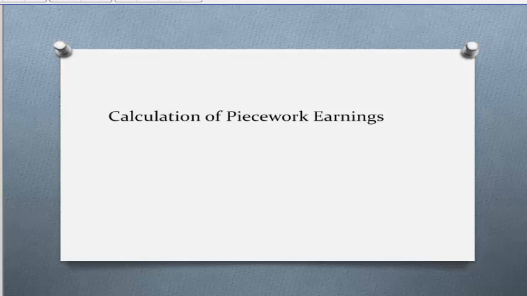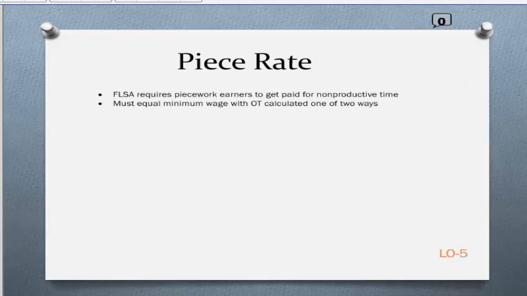Examples of people that might get paid like this are maybe in manufacturing. Let's say that somebody makes doorknobs, so they might get paid by the doorknob that they make. Or let's say you're a quality control inspector, so maybe you get paid by the pieces that you inspect. There are specific ways that we have to calculate piecework earnings.